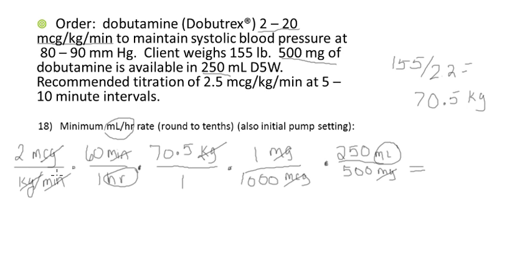Now we've done these problems before, so in your calculator you'll take 2 times 60 times 70.5 times 250, and then you'll divide by 1,000, and then divide by 500. And going through that process, you'll get an answer of 4.23 milliliters per hour. It's very important to write down this unrounded number because we're going to need it later. But our actual final answer is supposed to be rounded off to tenths, and so we round this to 4.2 milliliters per hour.